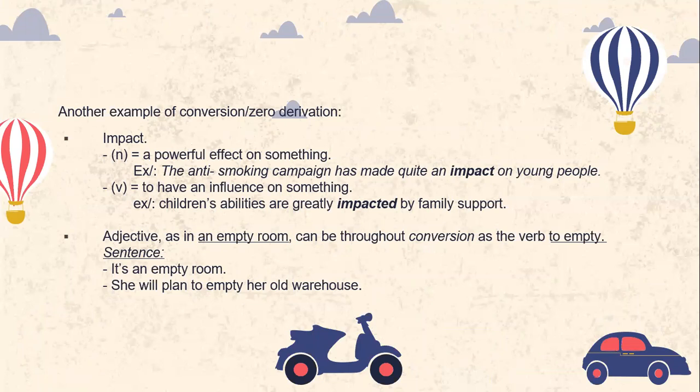Another example of conversion or zero derivation, the first is impact. As a noun, it has the meaning in the dictionary, a powerful effect on something. An example: the anti-smoking campaign has made quite an impact on young people. As a verb, it has the meaning to have an influence on something. An example: children's abilities are greatly impacted by family support.